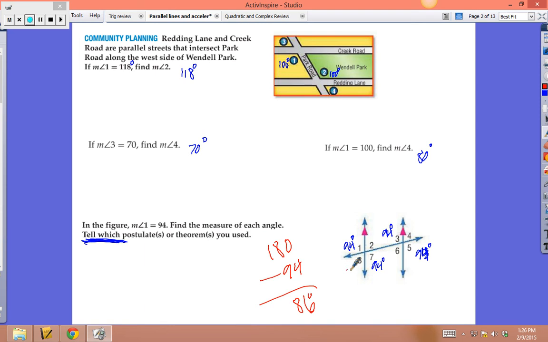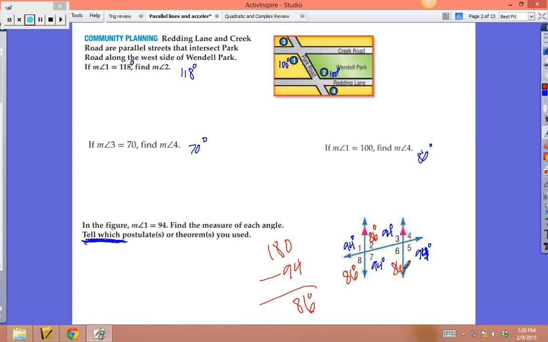So reason number 1 here, I'm going to go 8 first. 8 is 86 degrees, and my reason is because it's supplementary with 1, because they're on a straight line. 1 and 8 are a straight line, so 8 is 86, 2 is also 86, and the reasoning is that's a vertical pair.